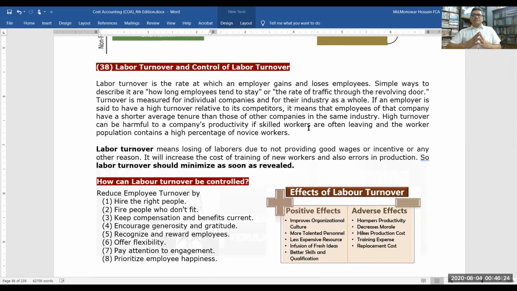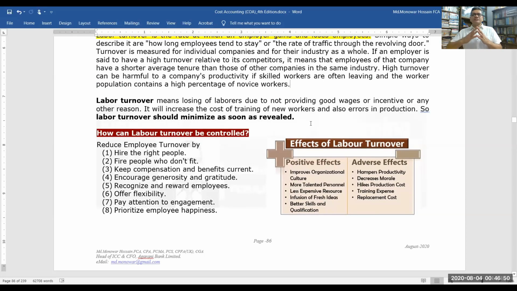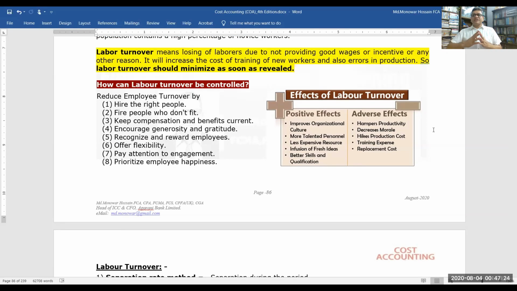Labor turnover is the rate at which an employer gains and loses employees. That means employees in and out of the job. Simply we can say it is how long employees tend to stay within the organization. Labor turnover means losing laborers due to not providing good wages or incentives or any other reason, and it will increase the cost of training new workers and also erode production. So the effects of labor turnover should be minimized.